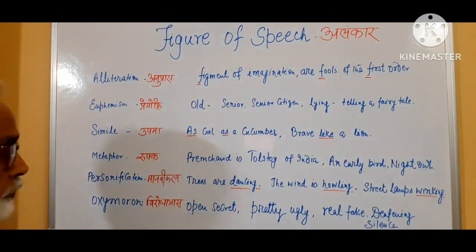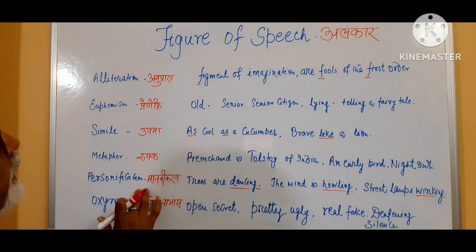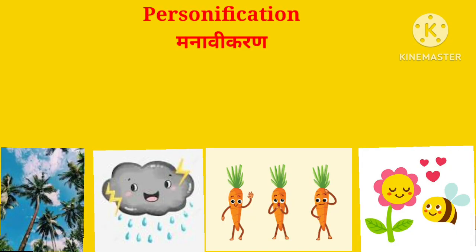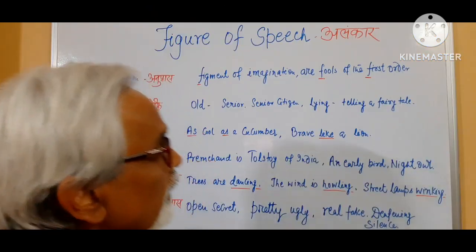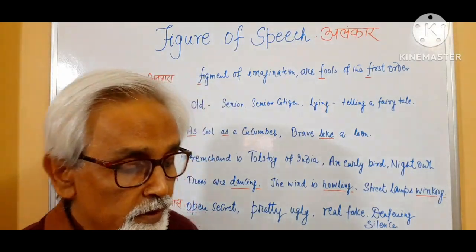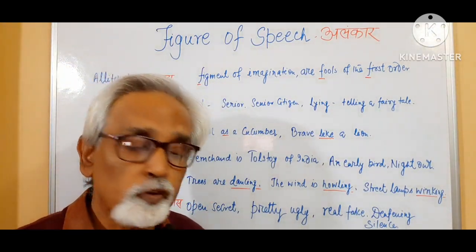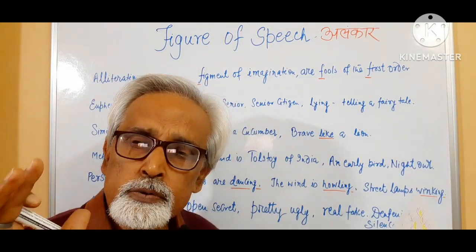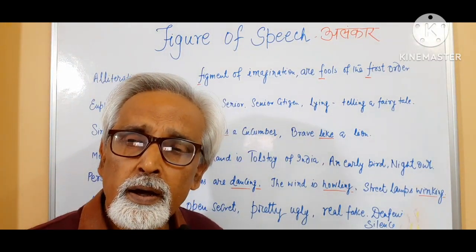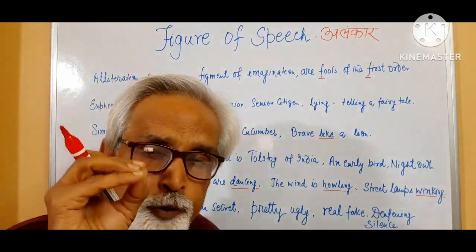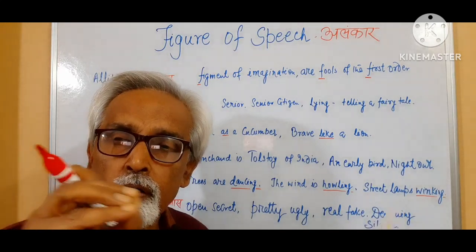And now, personification. Trees are dancing, wind is howling, and street lamps are winking. Okay, these are all examples of personification. In personification, you take an object which is not human, but you give human qualities to this object.